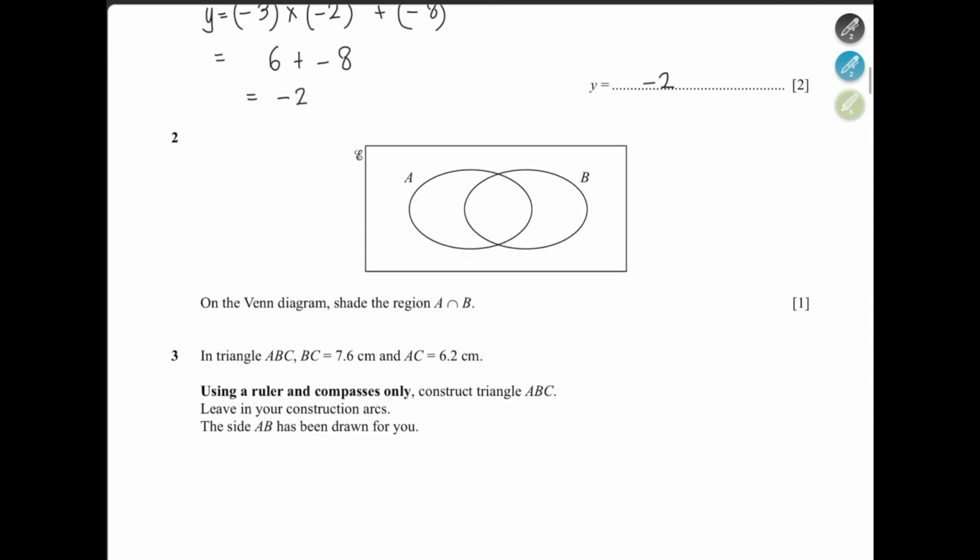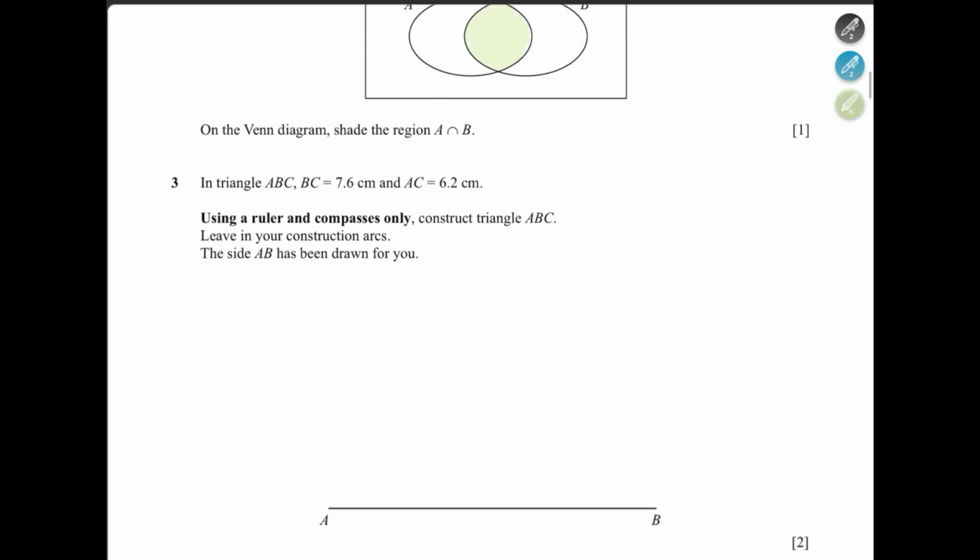Next question. So you have a Venn diagram here. Shade the region A intersect B. A intersect B is the region that is shared between both of them. So it's going to be this region. Make sure that you are using a pencil while shading.